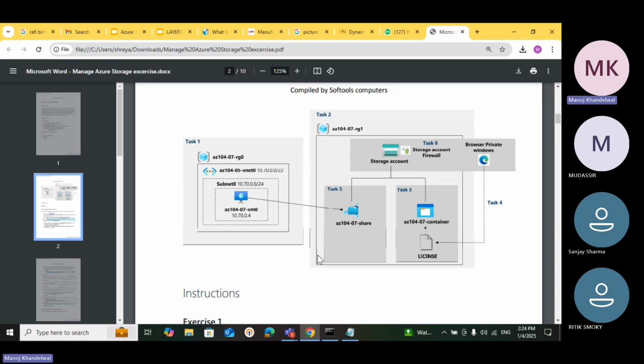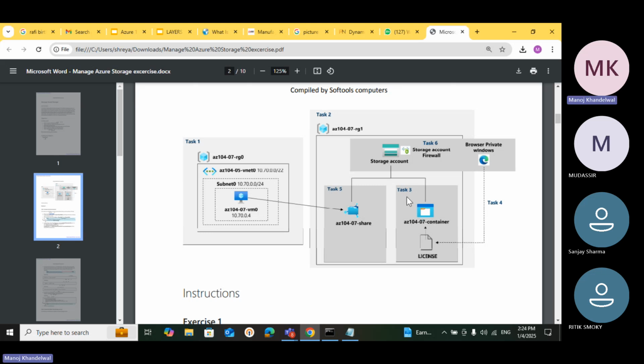Then task 2, we create another resource group. In task 2, we create a new resource group by this name, and we will create a storage account. See, this is a storage account created, correct? So in this storage account, we are going to create two storages. One is your block storage, and this is the file share.